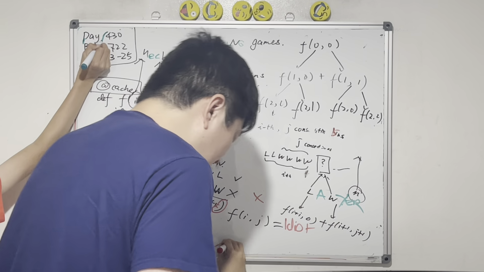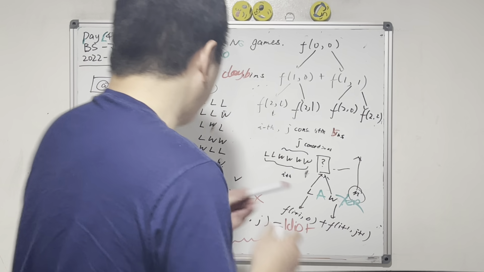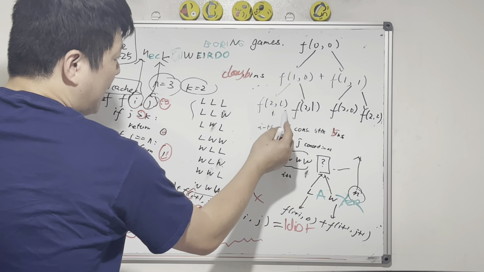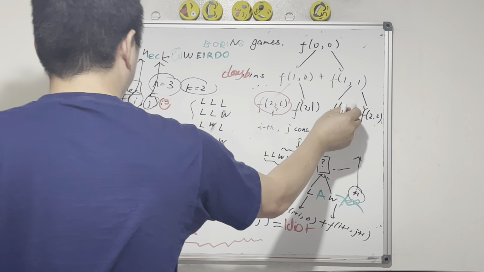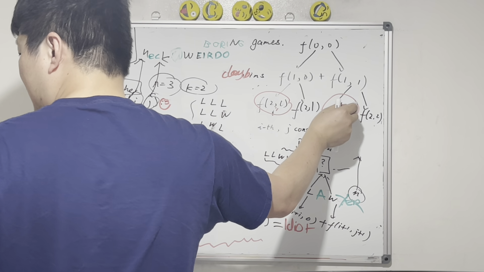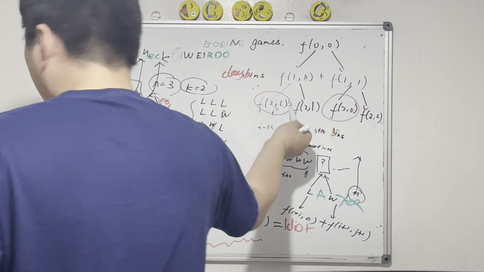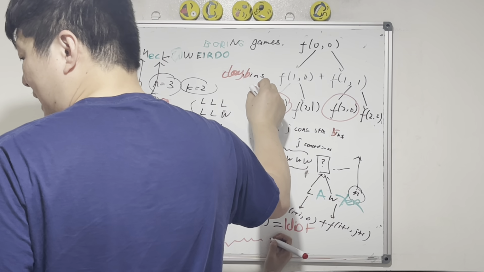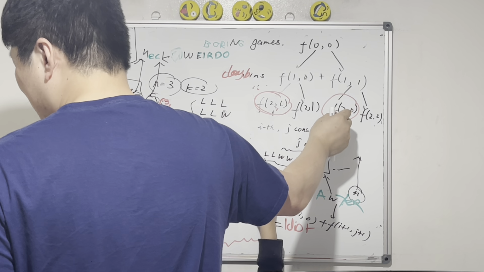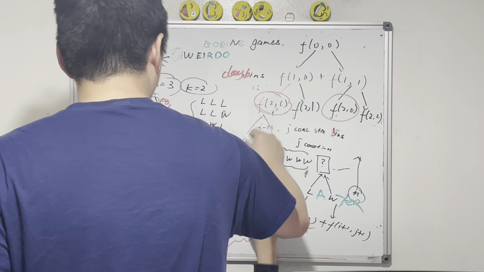If I'm just iterating a few iterations, the problem is what? Look here. This one is F(2, 0), and here F(2, 0) as well, right? So it's calculated twice. The first time I calculate it, I memorize it, so when I reach this one, I don't have to expand the tree here.